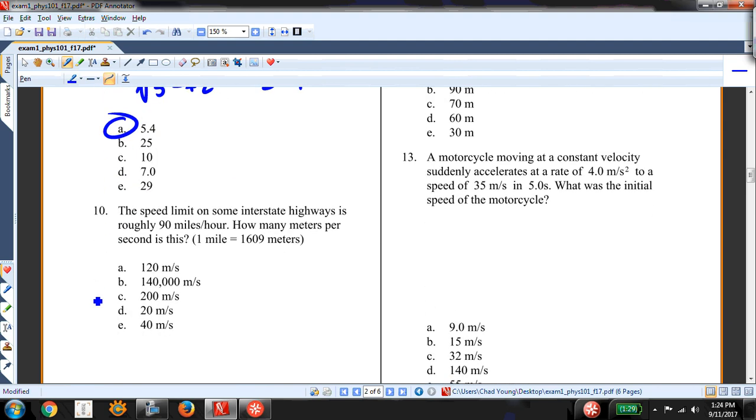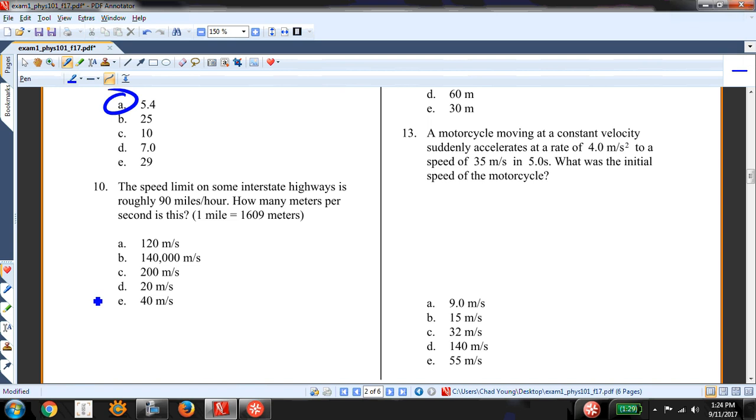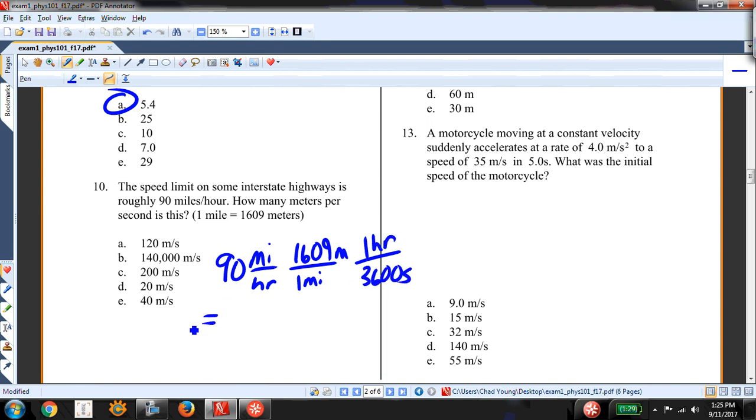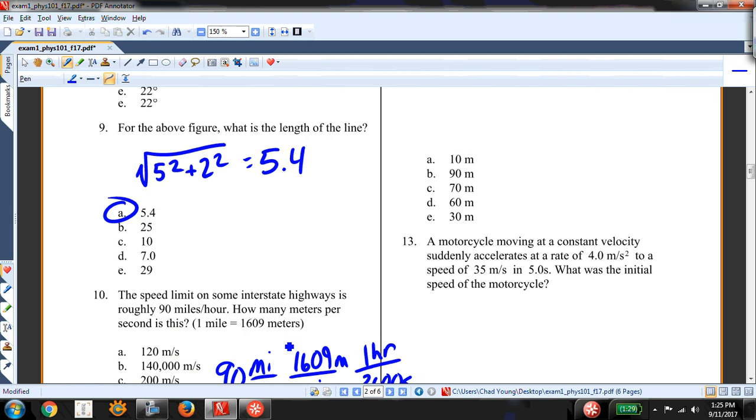Speed limit on a highway is 90 miles per hour. What is this in meters per second? And in 1 mile, there are 1609 meters. And in 1 hour, there are 3,600 seconds. And so when I do that, I get 40. So that's number 10 is E.